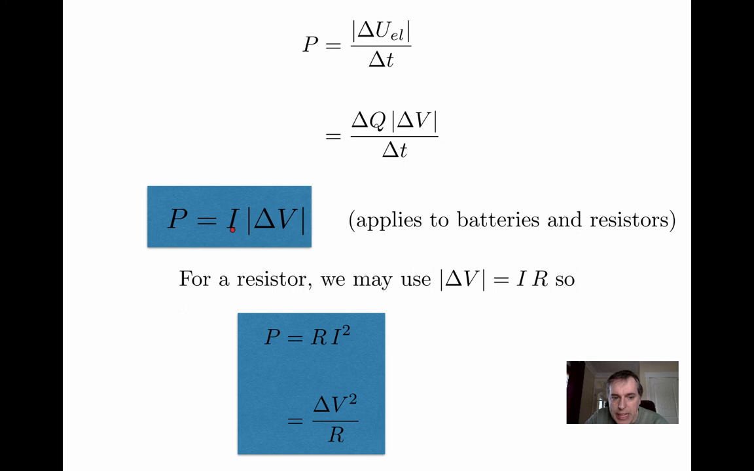But if you go here and replace I by delta V over R using Ohm's law, what do you get? You get delta V squared over R. So that's the other form here. This form is for the power of batteries and resistors. These two forms are obviously valid only for resistors because you have a resistance there. But those are three equations for power, and those are important equations.